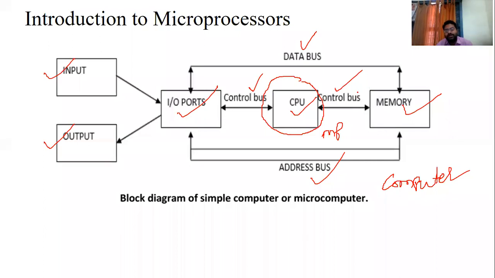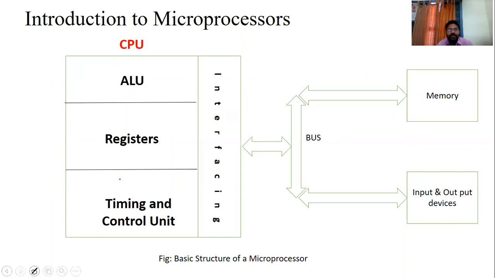Whenever a microprocessor is running successfully, you require all these things: input and output devices, I/O ports, control bus, memory, data bus, and address bus. So I can simplify this diagram this way. This is the basic structure of the microprocessor.